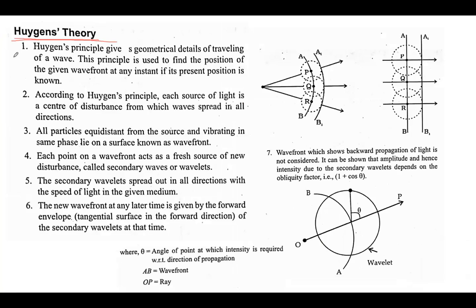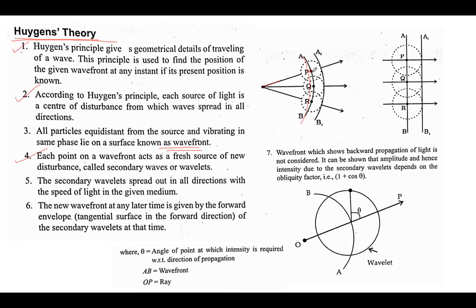Now, Huygens theory. So, Huygens principle gives geometrical details of the traveling of a wave. This principle is used to find the position of a given wavefront at any instant if its present position is known. According to Huygens principle, each source of light is a center of disturbance from which waves spread in all directions. Now, all particles equidistant from the source and vibrating in the same phase lie on a surface known as a wavefront. So this, for example, is one wavefront of this point source. Each point on a wavefront acts as a fresh source.